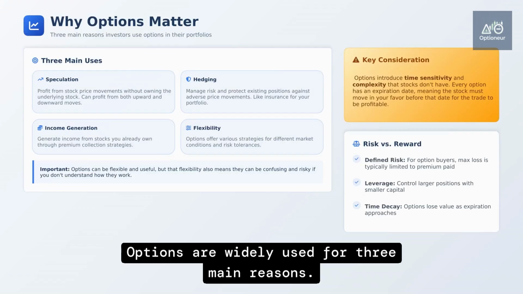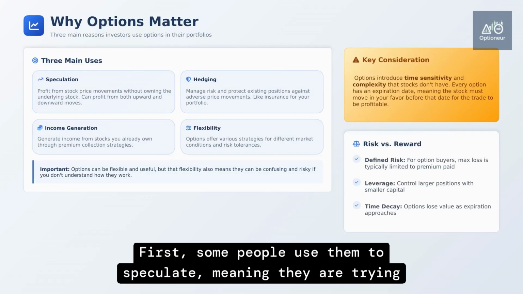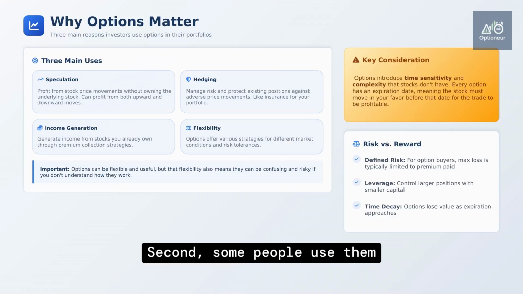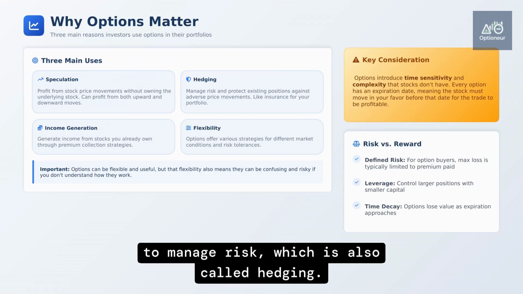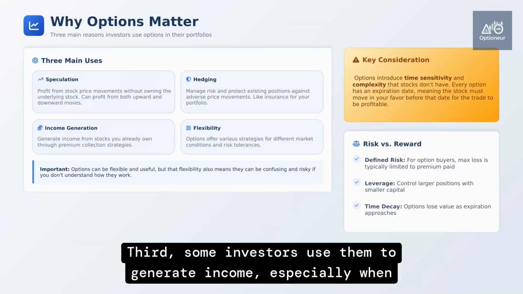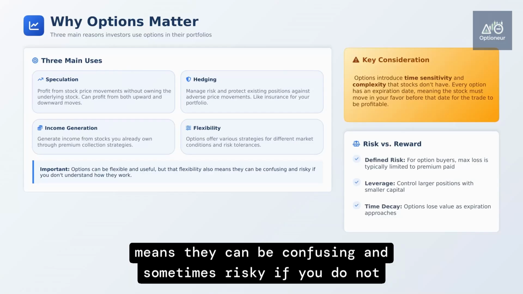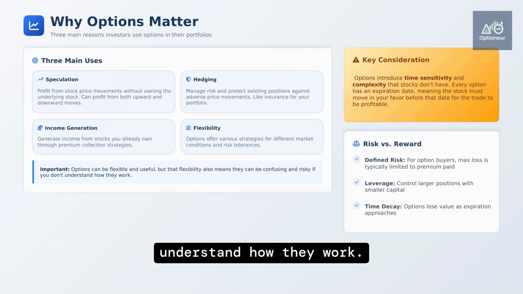Options are widely used for three main reasons. First, some people use them to speculate, meaning they are trying to profit from a stock moving up or down. Second, some people use them to manage risk, which is also called hedging. Third, some investors use them to generate income, especially when they already own shares. So options can be flexible and useful, but that flexibility also means they can be confusing and sometimes risky if you do not understand how they work.